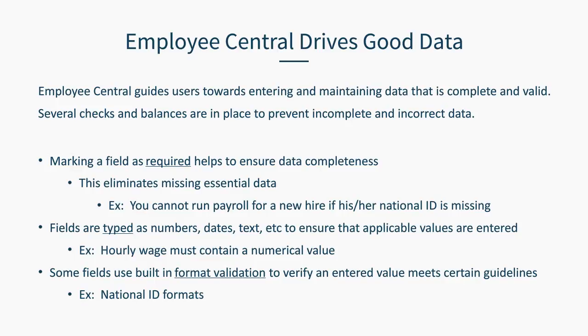Some of the other ways that Employee Central helps drive good data is by having specific field types. So that for a phone number field, we're looking for numbers. For a date field, we're looking for dates. And for a text field, we're looking for text. We can also build format validation into the system to make sure that an entry meets certain formatting guidelines, the most popular being around national IDs, telephone, email addresses, those types of things. So that never again will you pull a report and look at information and say, how did this value even get in there? That doesn't make sense for this field.